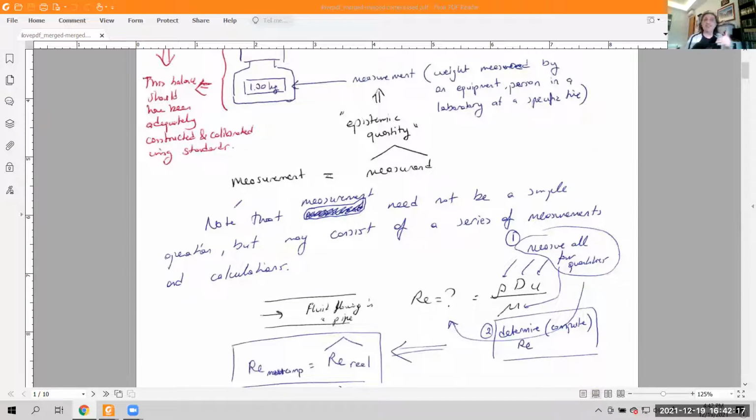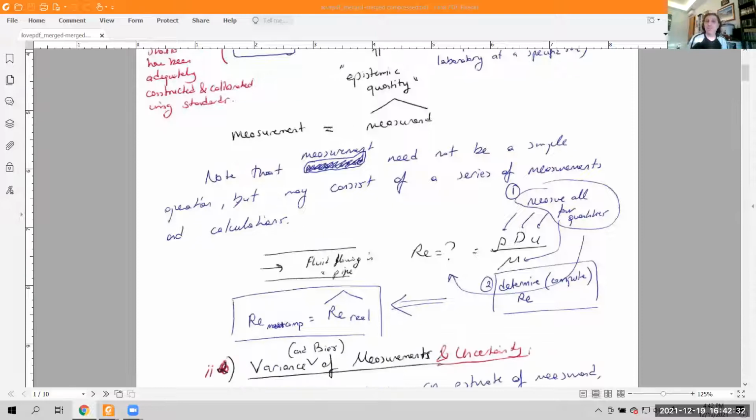There may be a series of measurements, one after another. There may be computations, and at the end, you are going to determine a quantity. We are talking about actually all the intermediate measurements and also the quantity at the end that we obtain. For instance, we may be interested in the Reynolds number of a fluid flowing in a pipe, and there is no Reynolds number measuring device.